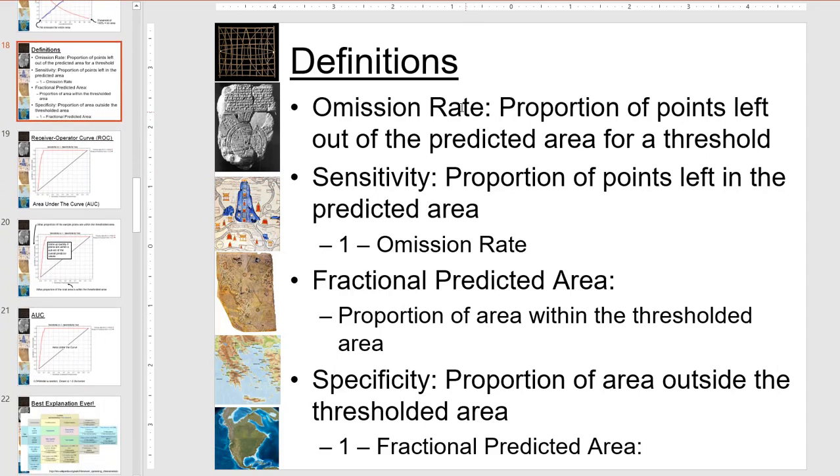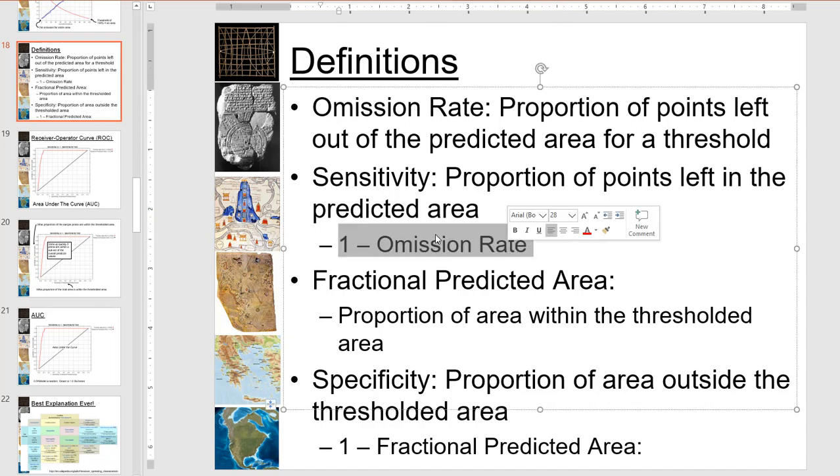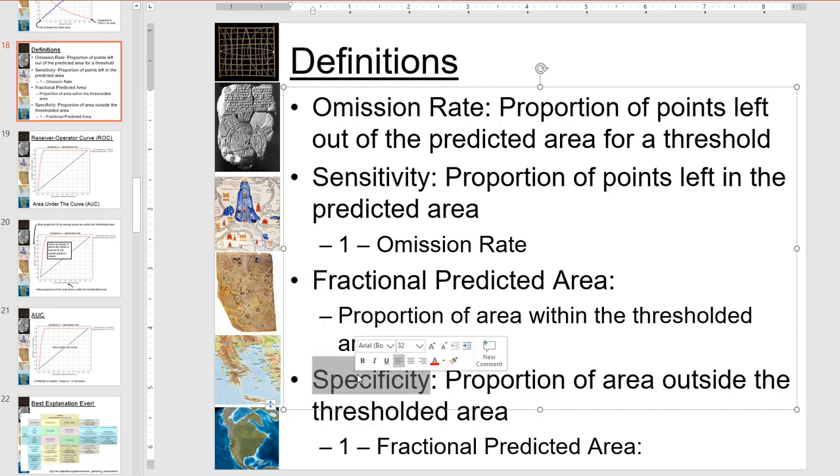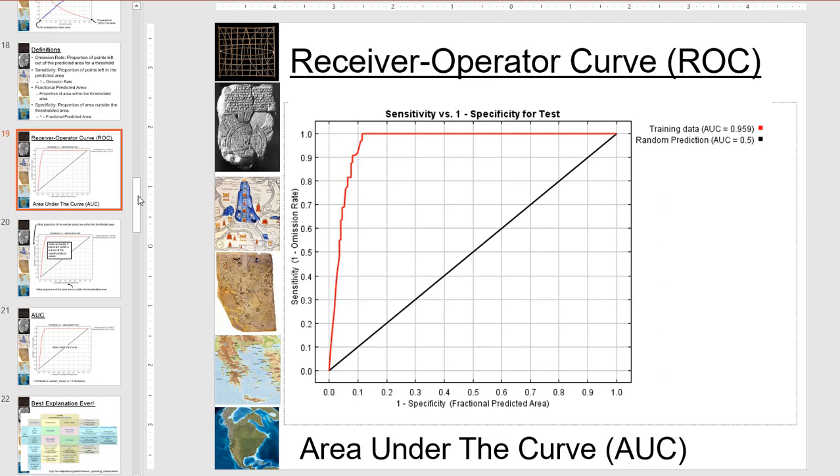Okay, so omission rate is the proportion of points left out of the predicted area. That's why we talk about 1 minus the omission rate. Sensitivity are the ones left in the predicted area. Fractional predicted area is the portion within the thresholded area. And then specificity is the proportion of area outside the thresholded area. Now these, sensitivity, fractional predicted area, specificity, omission rate, are things you'll see in other areas of statistics, and I'll pull them together in a second.